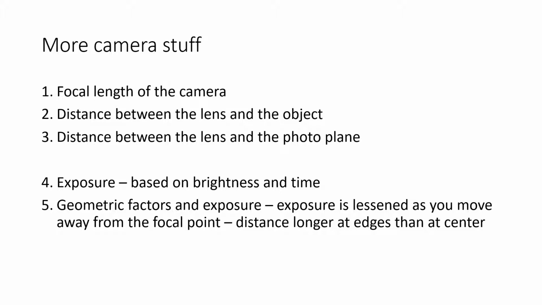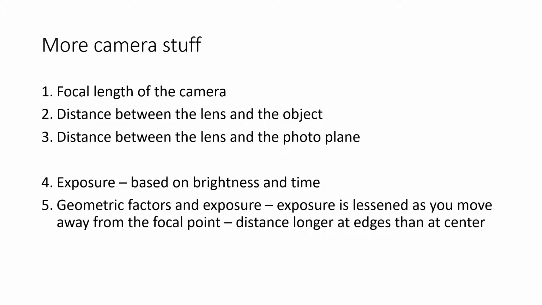I want to talk just a little bit about cameras. Focal length is the distance between the lens and the object, the distance between the lens and the photoplane. Exposure is based on brightness and time, geometric factors and exposure. Exposure is lessened as you move away from the focal point. Distance is longer at the edges than at the center. What does that mean?